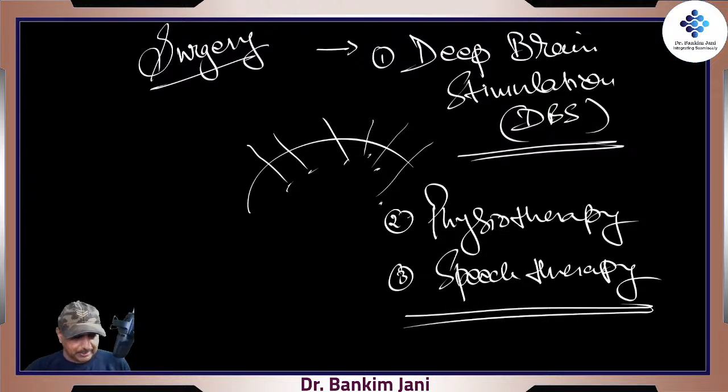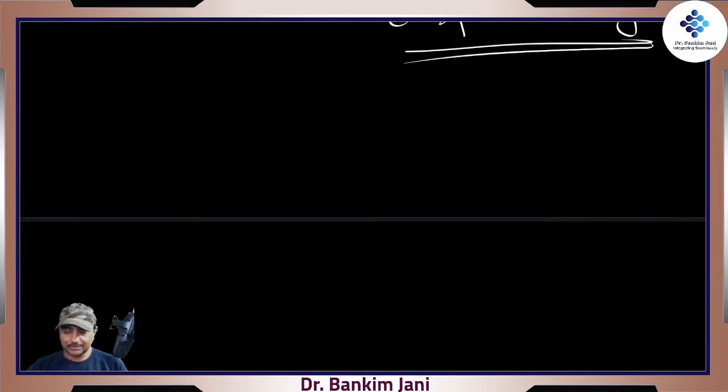So this was about all 4 loops of basal ganglia and something about Parkinson's, right?